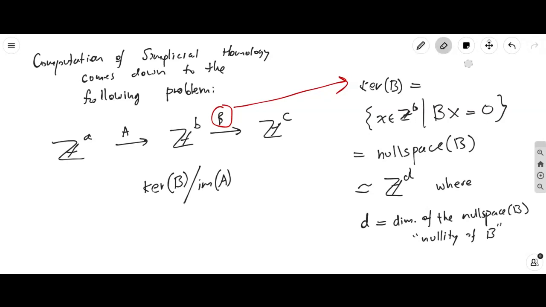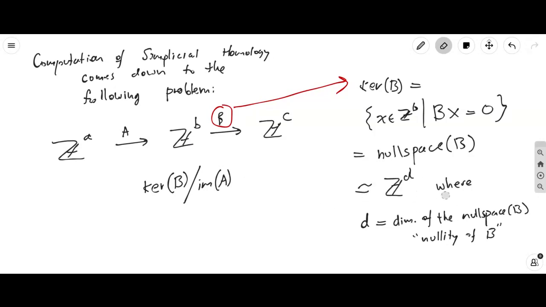I'm sure you all know how to compute this. You would take your matrix, row reduce it, and then count how many free variables you have, like how big is the subspace of vectors that get mapped to 0. That's the way you would do it. So calculating the kernel of B is actually quite straightforward. It's not necessarily equal to all of Z^b. It will be a subgroup, or maybe you can say a subspace. Technically, it's called a submodule, but let's not make a big deal about that if you're not familiar with that.